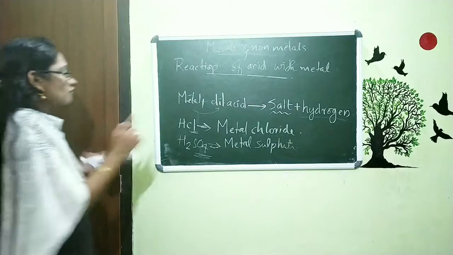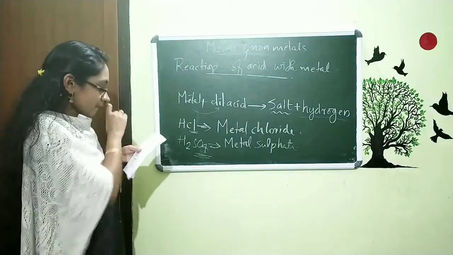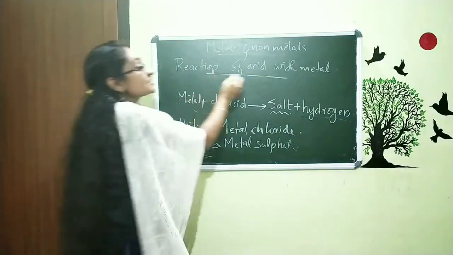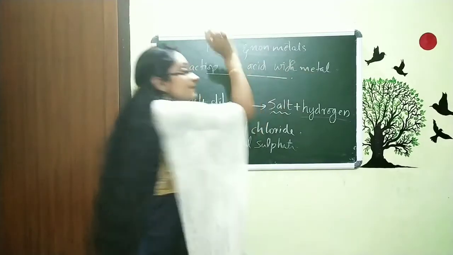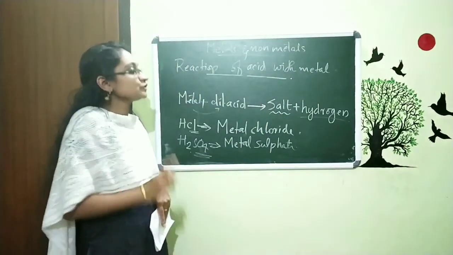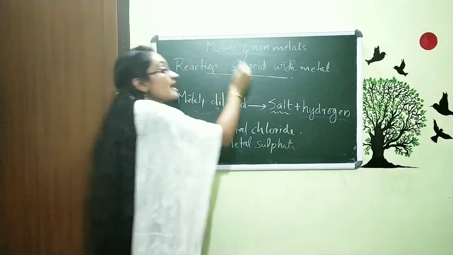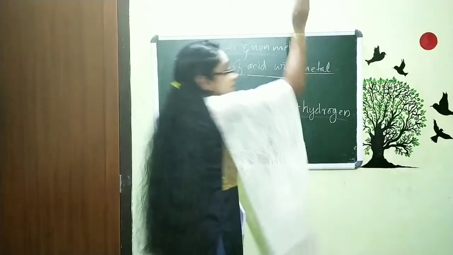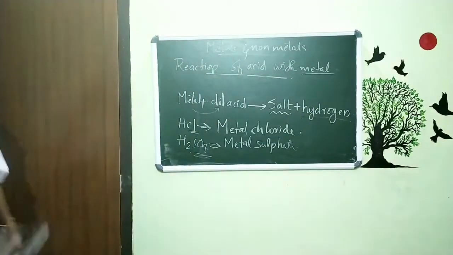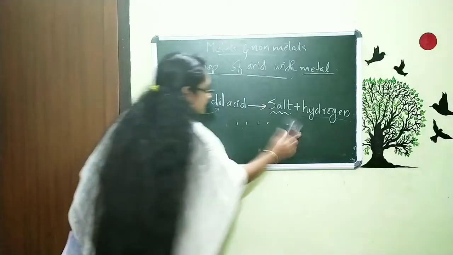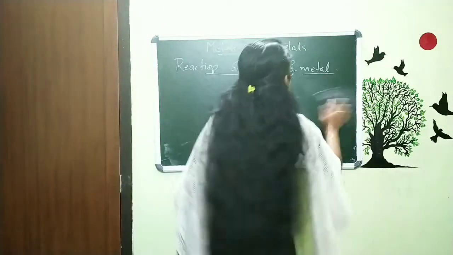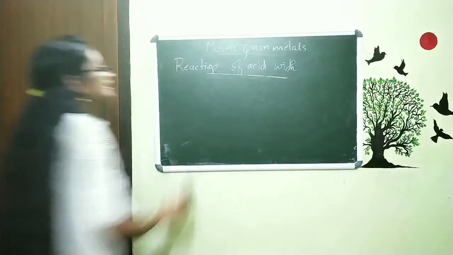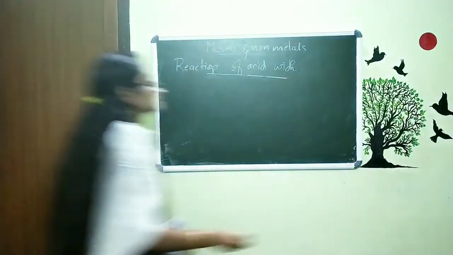So this is all about this. I think it's clear for you. This is all about the reaction of acid with metal. Now we are going to discuss the reaction of acid with non-metal. The reaction with the metal is over here. Reaction of acid with non-metal.